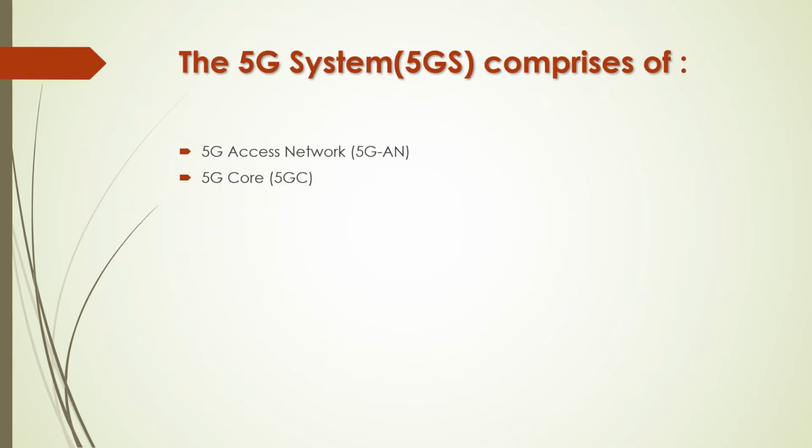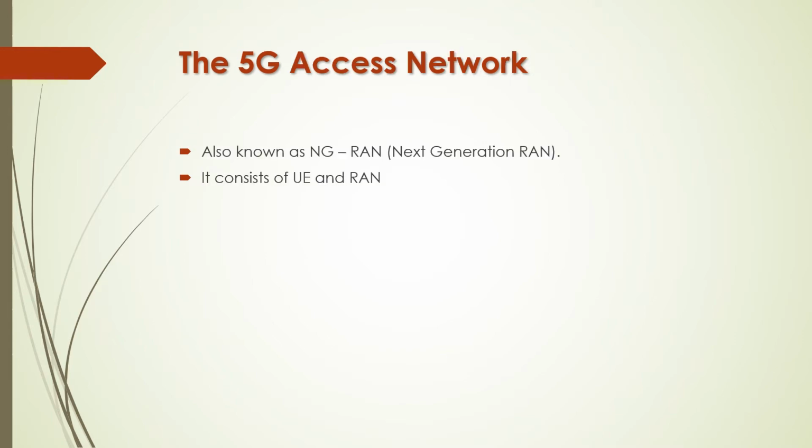So I have given you the introduction to 5G, why 5G was required and what technologies are used for realizing these requirements. Now let's go through the components of the 5G system. This complete system we call the 5G system, and it mainly has two components. The first one is the 5G access network, and the second one is the 5G core network.